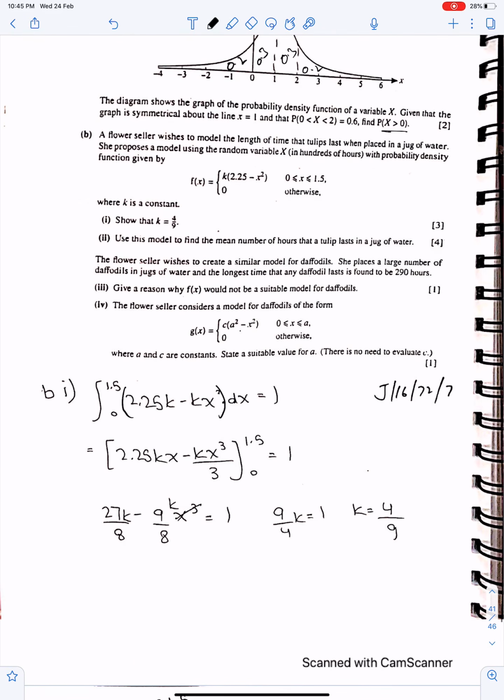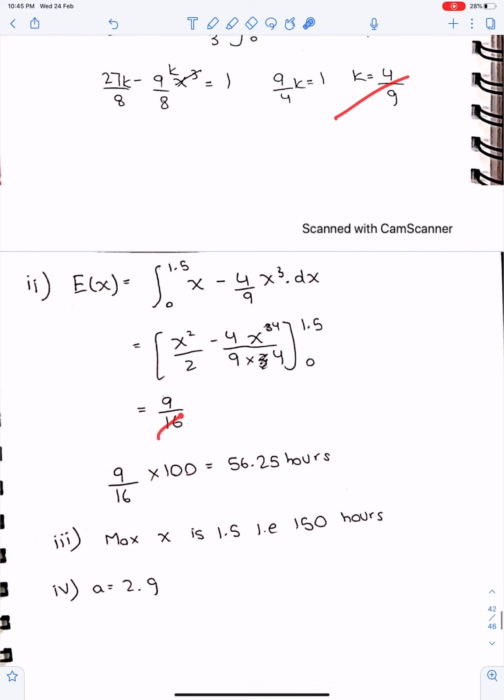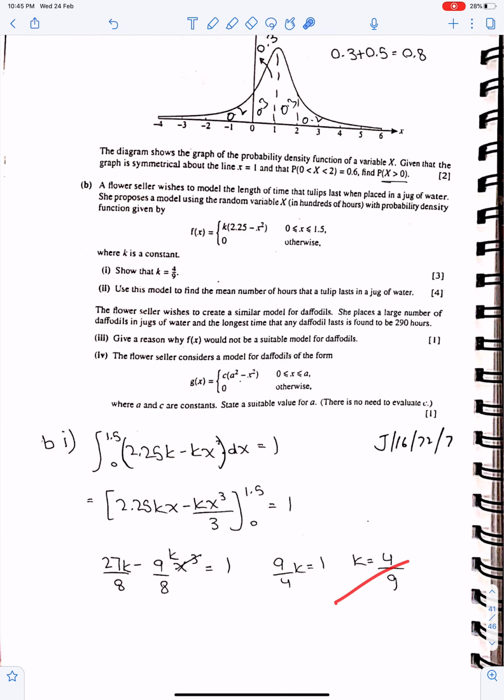This is B part 1, k, and the mean is here, 9 upon 16. Use the model to find the mean number of hours that a tulip lasts. You have done this. Now the next part is the flower seller wishes to create a similar model for daffodils.